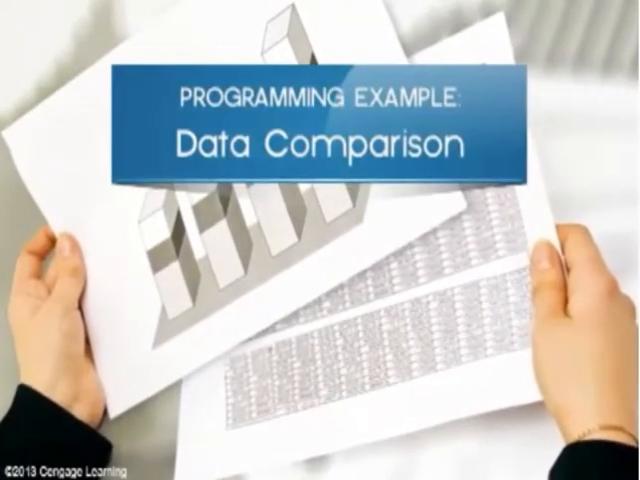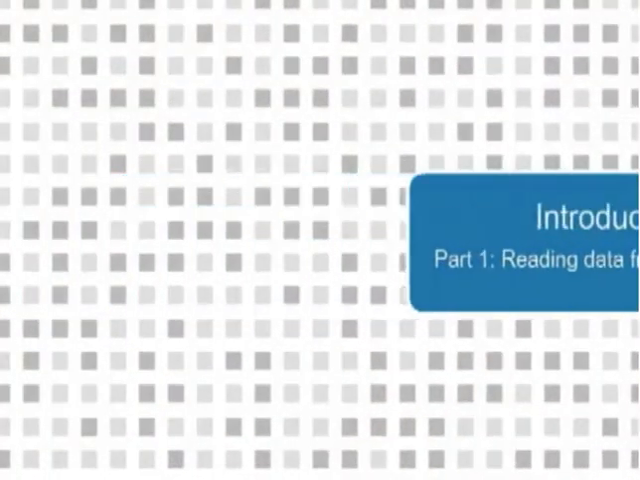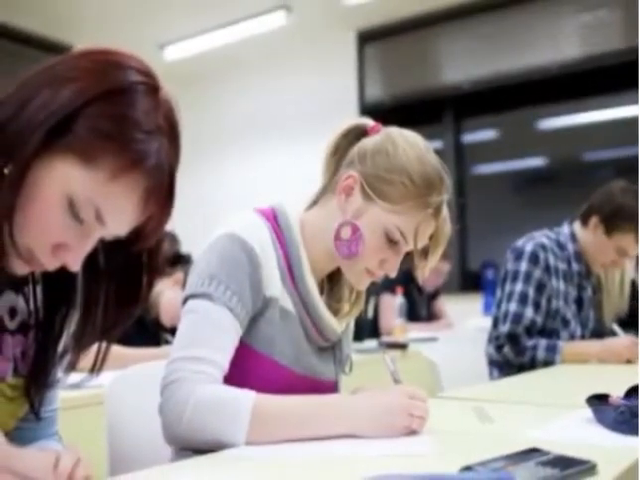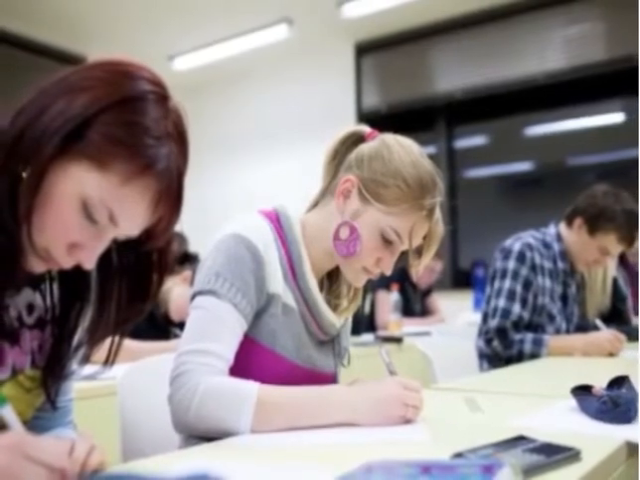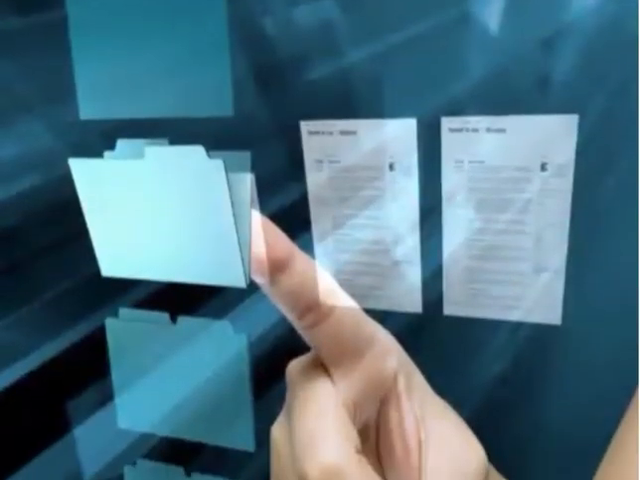This is a programming example for data comparison. Two groups of students at a local university are enrolled in special courses during the summer semester. At the end of the semester, both groups are given the same tests for the same courses. Their scores are recorded in separate files.